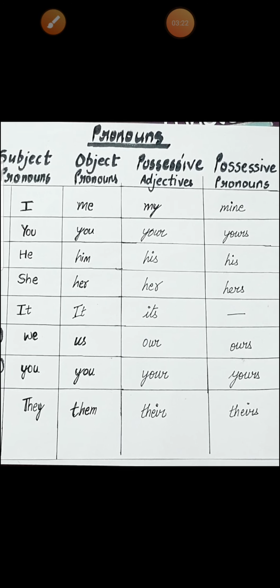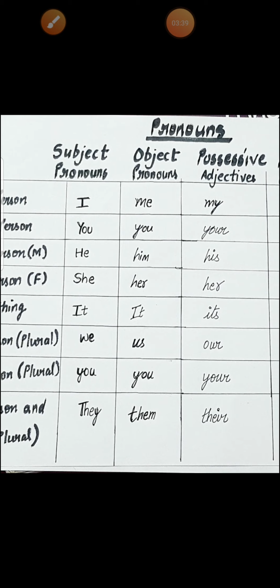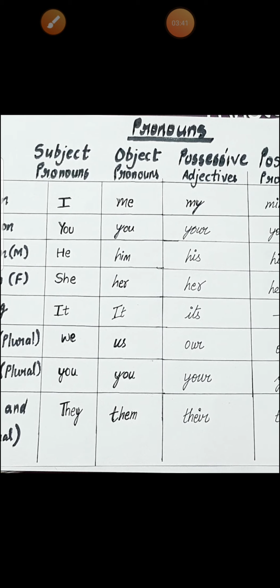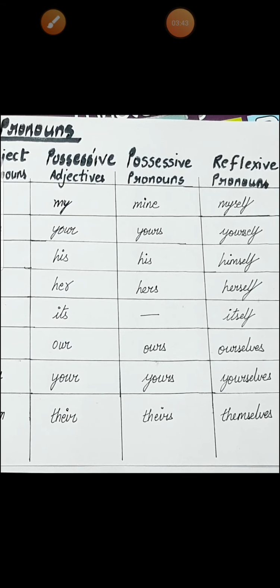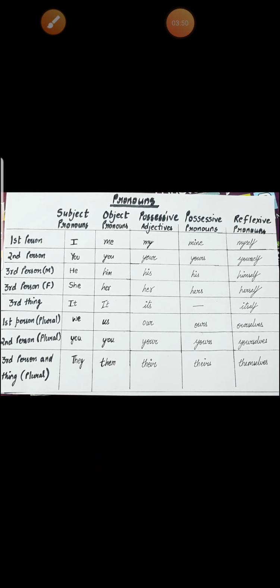Can you all see this image? This is about pronouns. I have written first person, second person, third person male, third person female, third thing, first person plural, second person plural, third person and thing in plural. And here what I have written? Subject pronouns, object pronouns, possessive adjectives, possessive pronouns and reflexive pronouns. I want you all to pause this image for some time and draw it also.